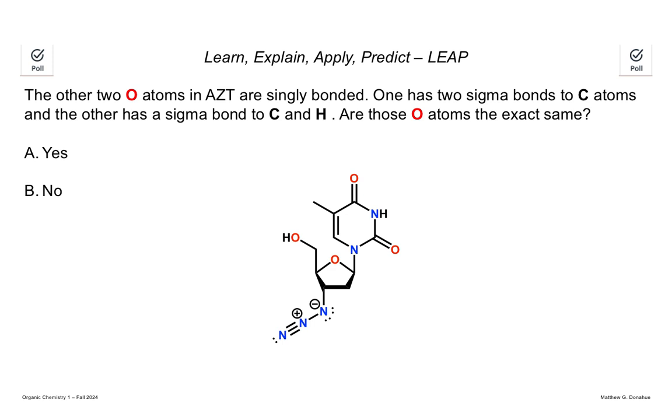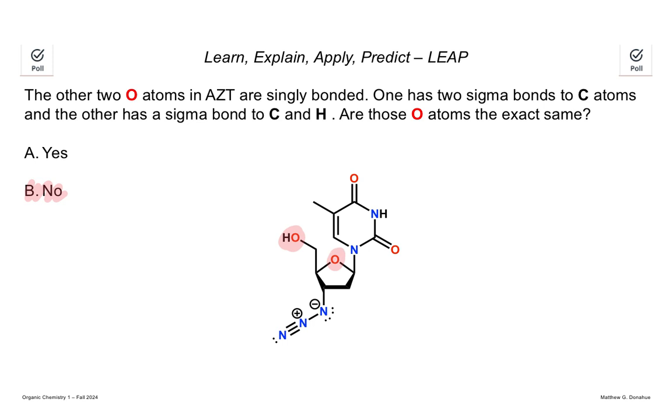So the two other oxygens, in the ring and up here, they have sigma bonds. So one has a sigma bond to hydrogen with a sigma bond to carbon, and the other one has two sigma bonds to carbon. Are those oxygen atoms the same? So no, they're different as well. So this oxygen, that oxygen.